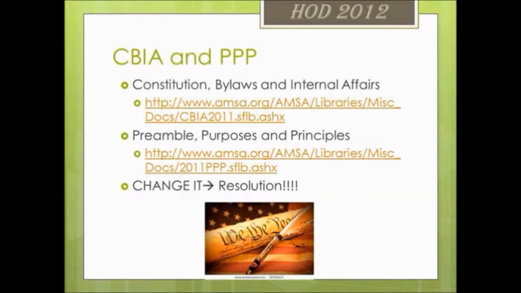There's a lot of talk about the CBIA and the PPP, but what in the heck are they? Well, the CBIA, or the Constitution, Bylaws, and Internal Affairs, are the documents that define how AMSA works, while the PPP, or the Preamble, Purposes, and Principles, is the document that defines what our beliefs are on a wide range of issues. It was written entirely by members who wrote resolutions that were passed in the HOD. The two websites listed on the video are where you can go to read the current 2011 CBIA and PPP. If you don't like what you see or you want to change something, submit a resolution.